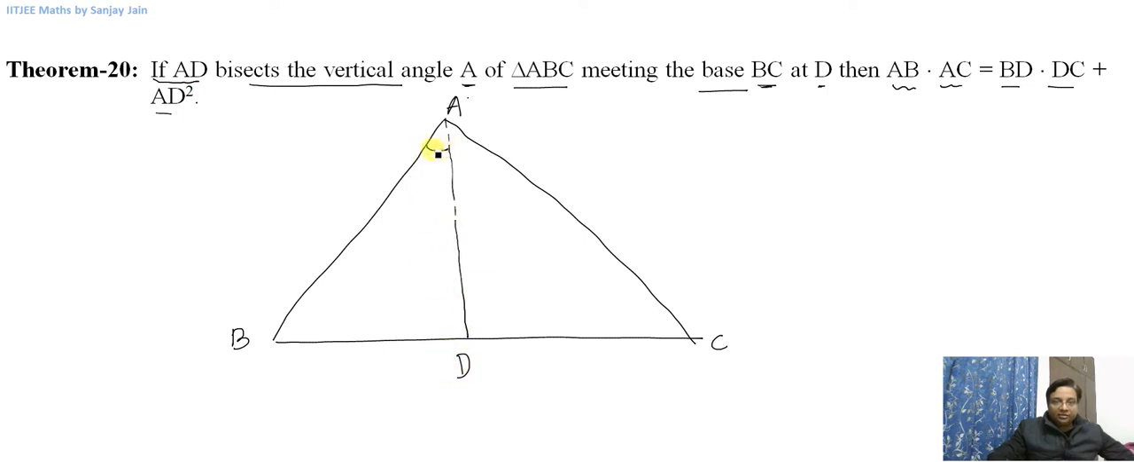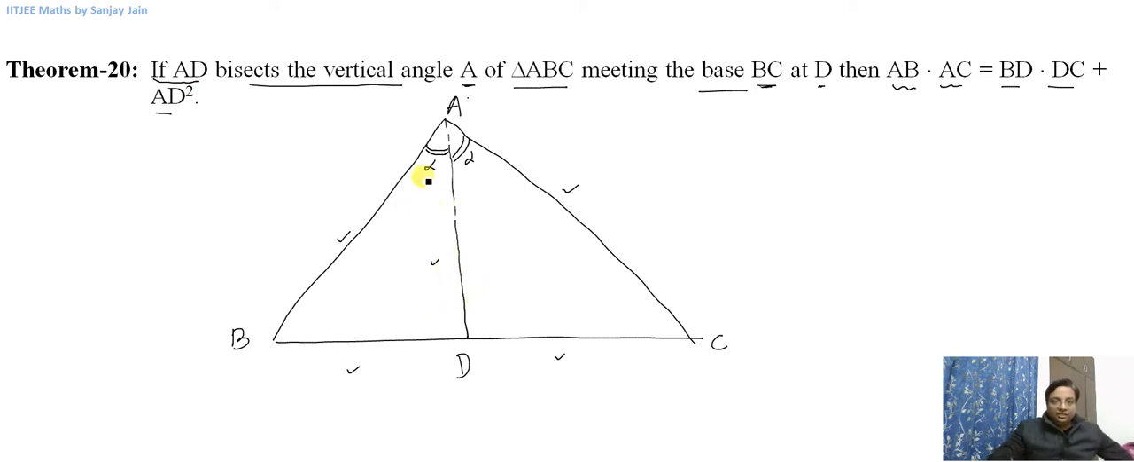So this is angular bisector. What it means is that this angle is equal to this angle here. Now the product of these two line segments AB and AC is equal to product of BD and DC plus square of this angular bisector AD square, right?